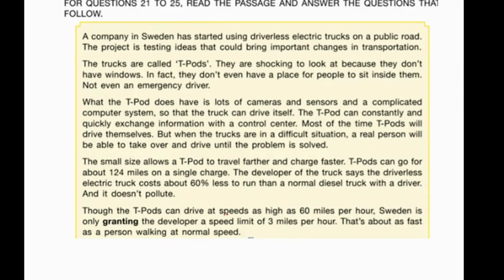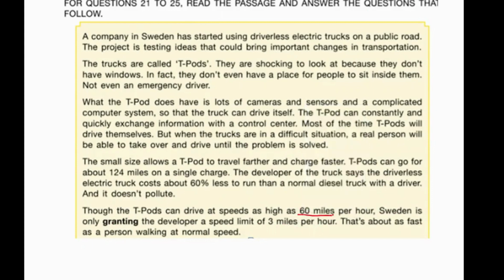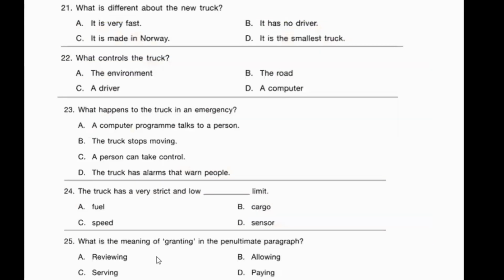Though the teapots can drive at speeds as high as 60 miles per hour, Sweden is only granting the developer a speed limit of 3 miles per hour. It can go at a speed of 60 miles per hour, but it is limited to driving only 3 miles per hour. That's about as fast as a person walking at normal speed. This was our passage. Now let's move to the questions.